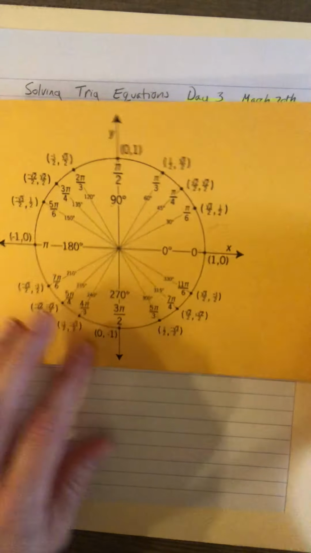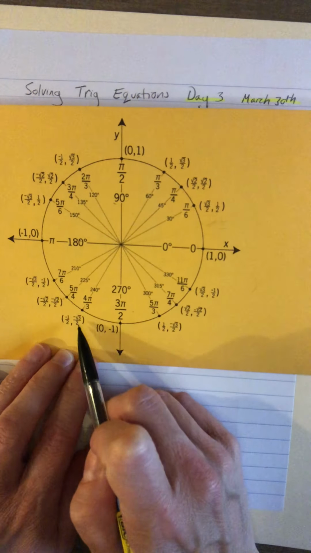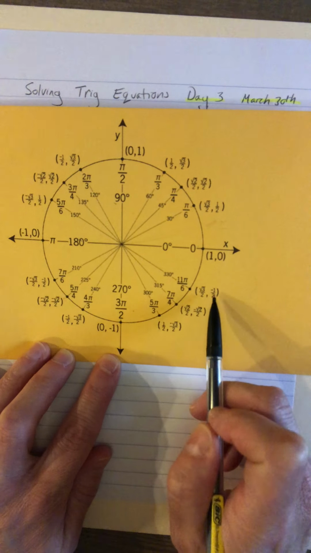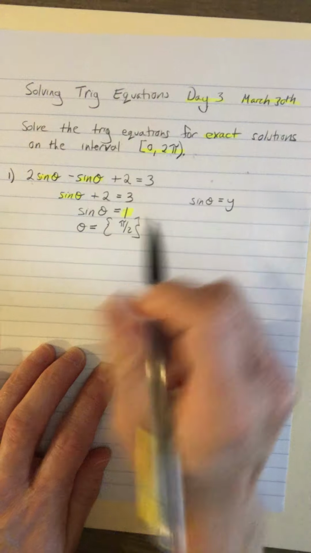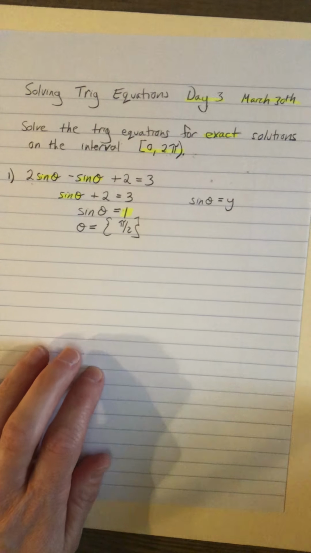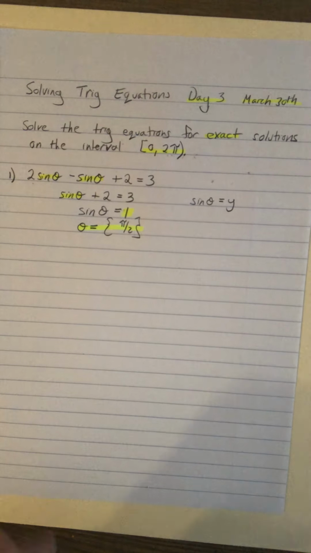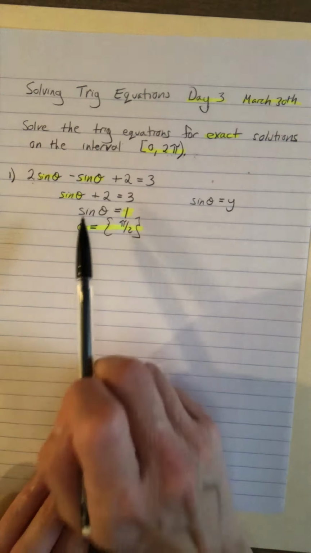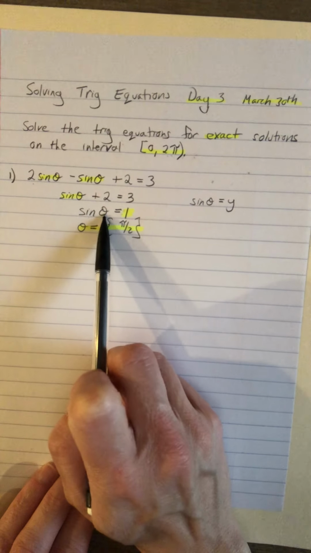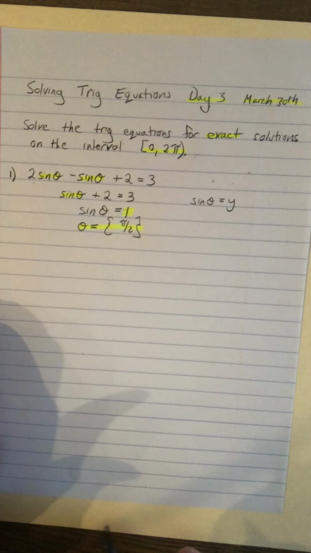Does it ever hit 1 again? Look through 1 revolution of my unit circle. It never hits positive 1 again. I did 1 whole revolution, so that means I have 1 solution of pi over 2, and that would be my answer. So we're trying to find the radian measures in 1 revolution around the unit circle that will result in sine theta being 1.